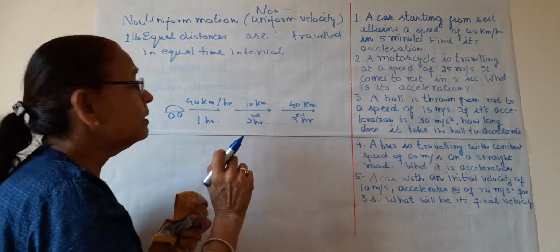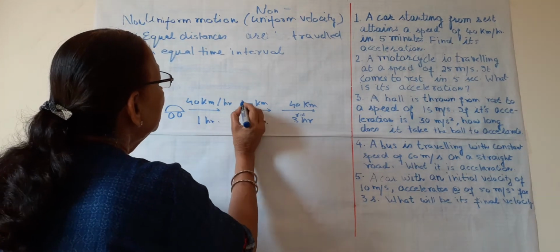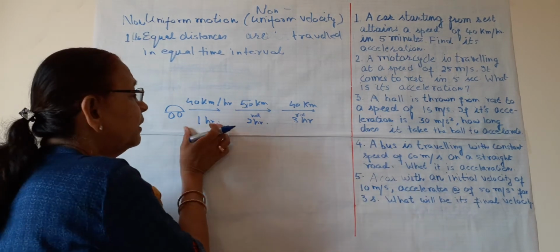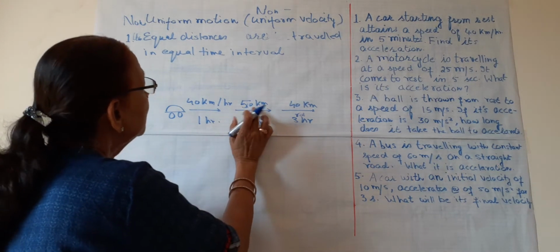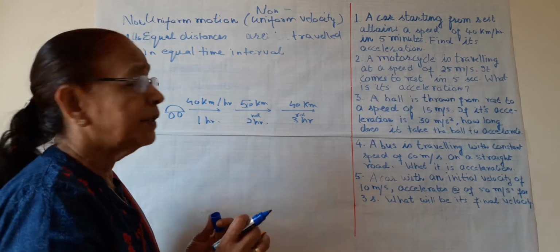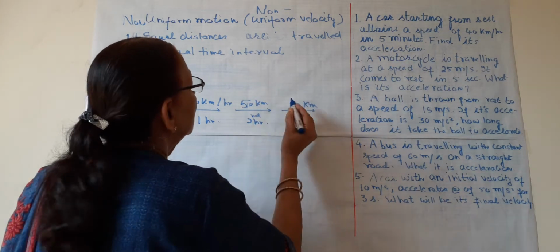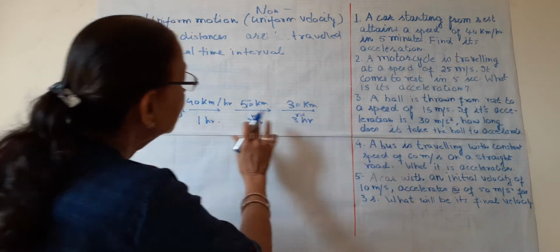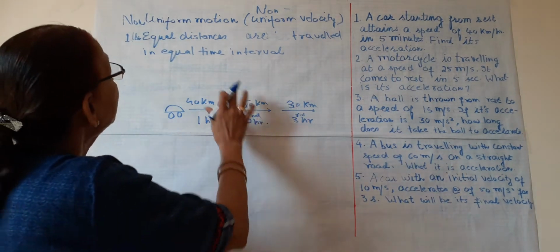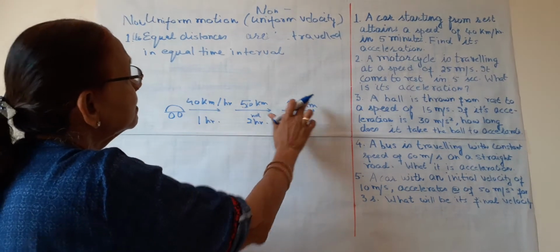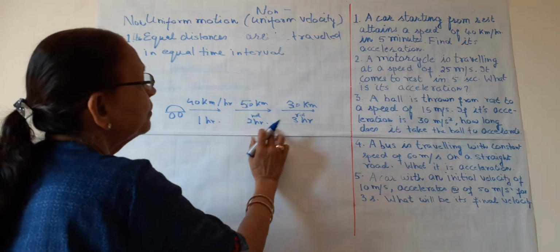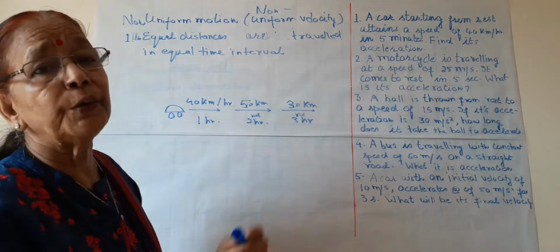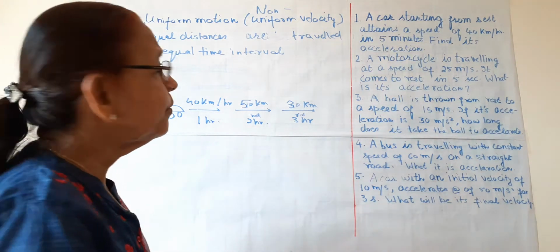In first hour, the car is moving 40 kilometers per hour. In second hour, the duration is same, 1 hour, 1 hour, 1 hour. In second hour, suppose it travelled 50 kilometers. In third hour, it travelled 30 kilometers. So, the distance is changing. When different, unequal distances are travelled in the same time interval, then we call it as a non-uniform motion or non-uniform velocity. Is it clear to all of you?